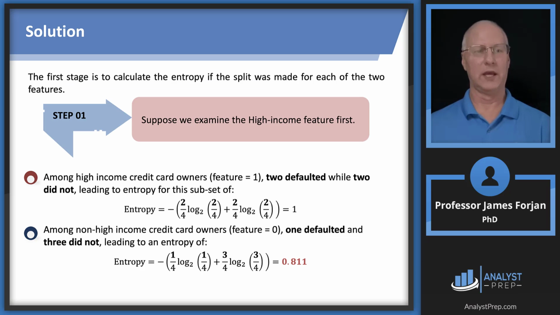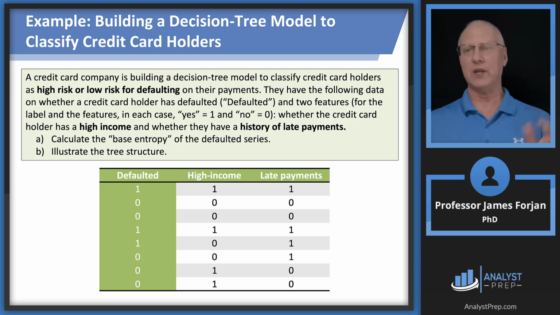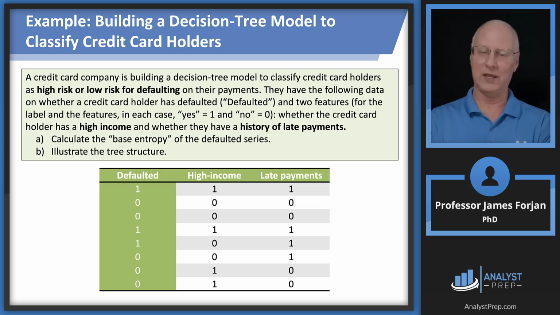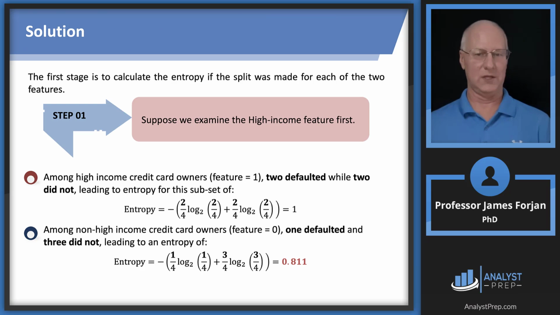All right, so let's go ahead and look at a couple of different steps here. Let's suppose that we examine the high income feature first. So let me go back here. And for some reason, we're just saying, and remember, this is the cool thing about machine learning. You don't really have to have any theoretical or economic model that says, hey, I think high income is more important than a late payment history. You don't need any economic foundation to say, I think late payment history is more important than high income. You just tell the machine, hey, pick one. And we don't really need to tell it what to do.